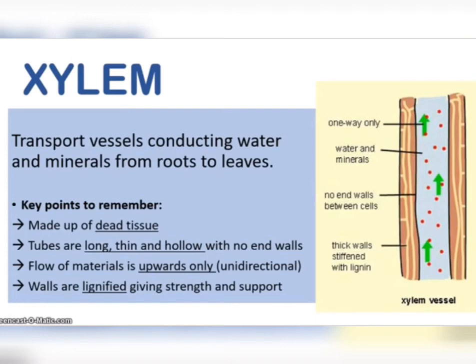So the final point, the walls of these xylem vessels are lignified. So they have this substance which is usually found in wood. You know wood is a very hard substance. So the lignified walls give the strength and the support to the xylem. That makes it strong and helps to keep the xylem upright. Alright, so that is the xylem. Let's look at the phloem.